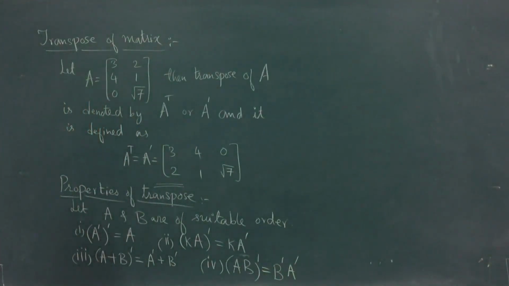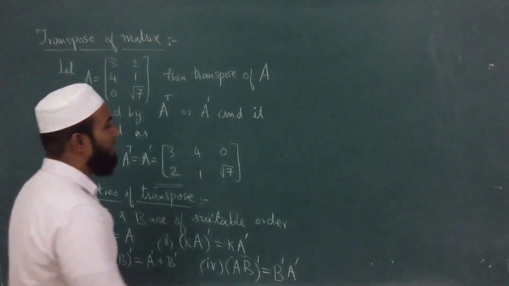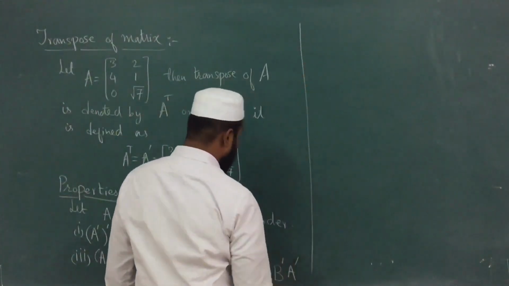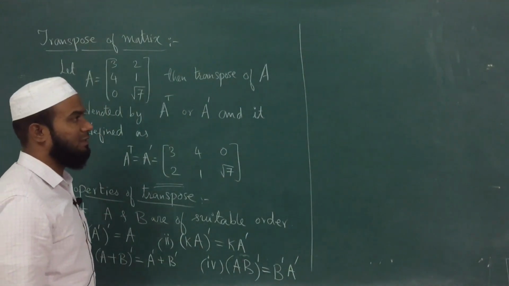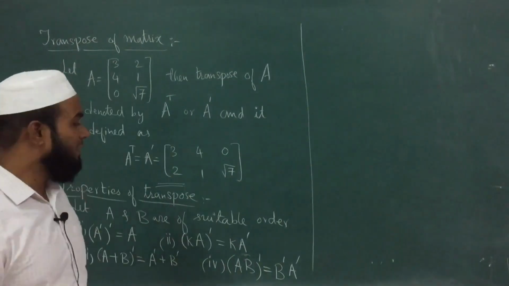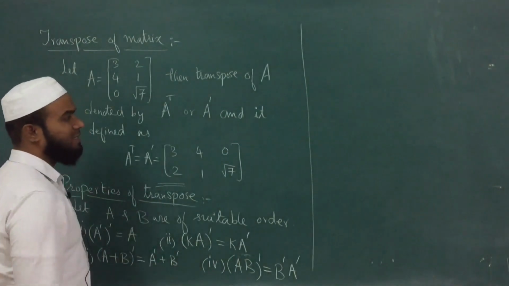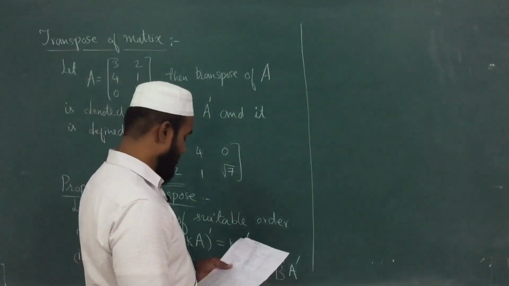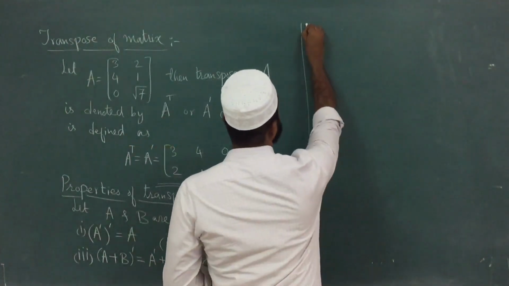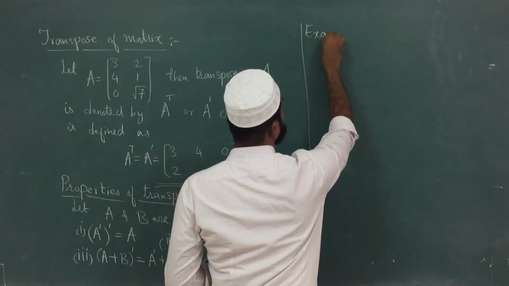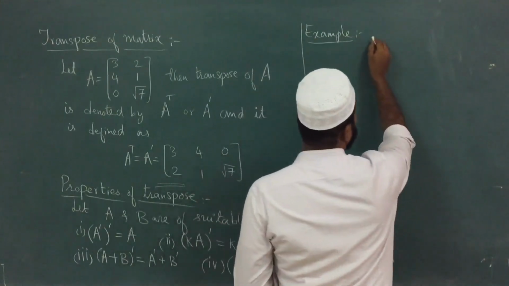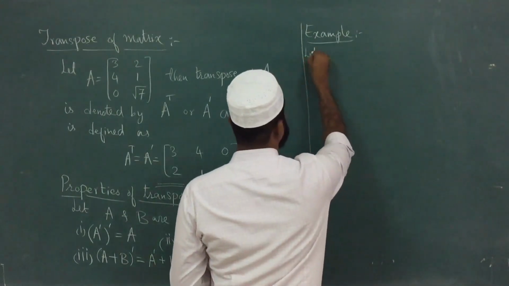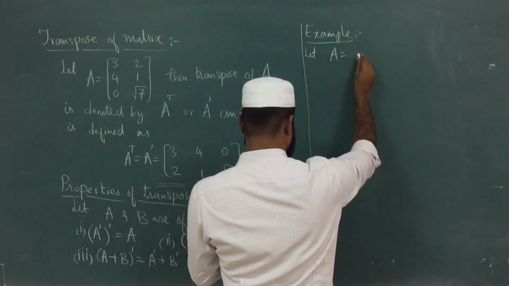These properties we will verify with an example. Students, we will verify these four properties by considering one example. I will consider two matrices. So, example: I am considering two matrices. Let A equal to, what is the matrix?